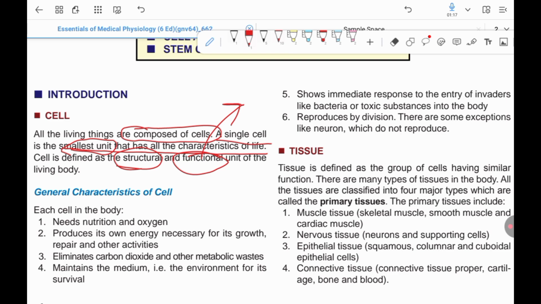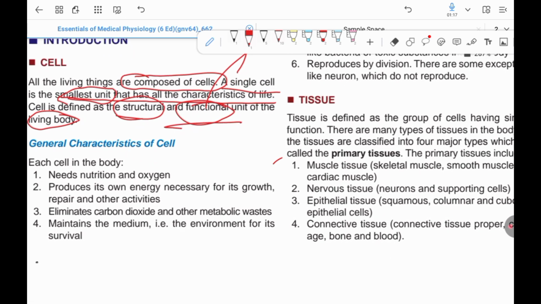Okay. So that's why cell is a functional unit of the body. See, in the stomach, the gastric cells perform the function of digestion. Okay, the control functions of the brain are performed by the nerve cells. Okay, so like that.